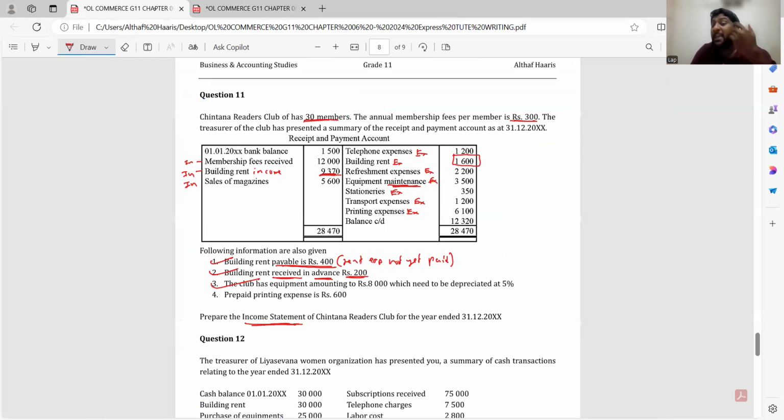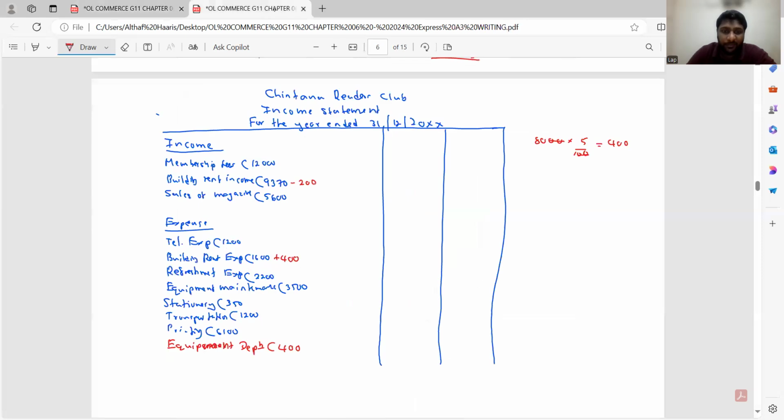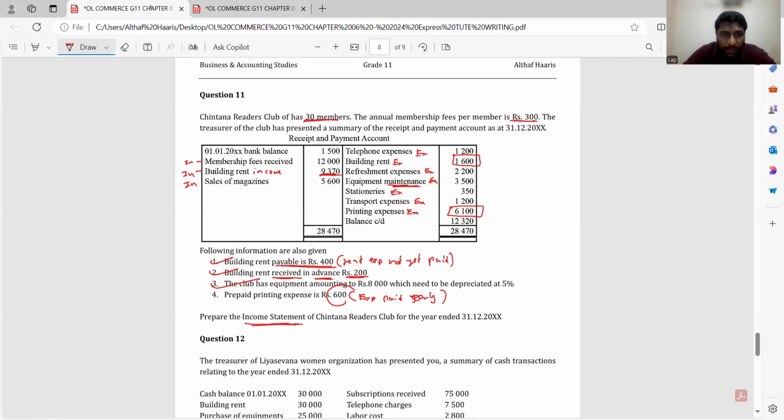Prepaid printing. So this printing expense of 6,100 is there now. Out of that 600 is for the next year. Paid early. Next year's expense is paid now itself. Out of 6,100, 600 is for the next year. So for this year only how much? 5,500. Printing expense.